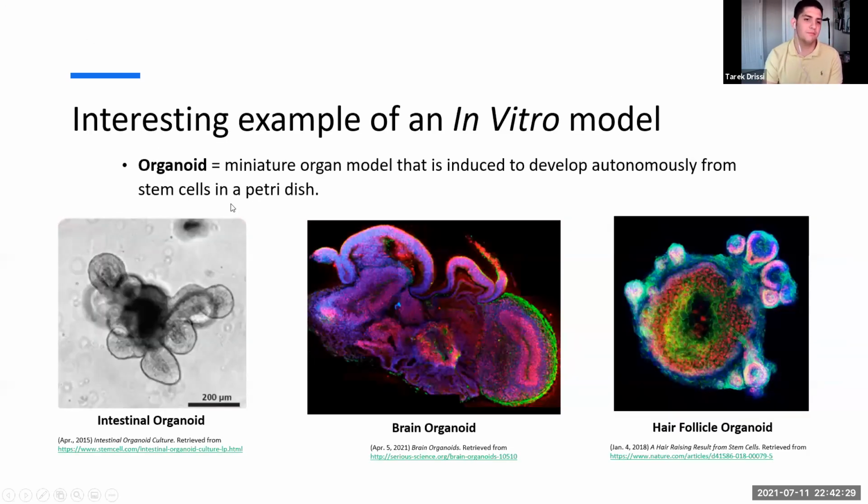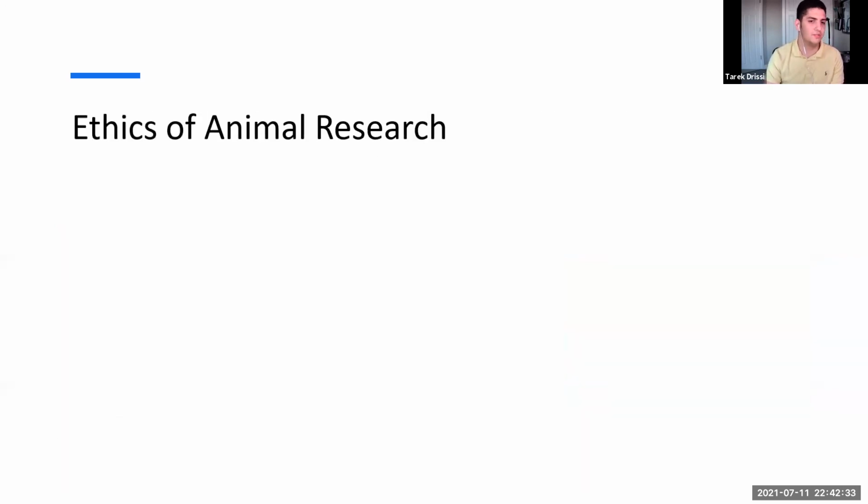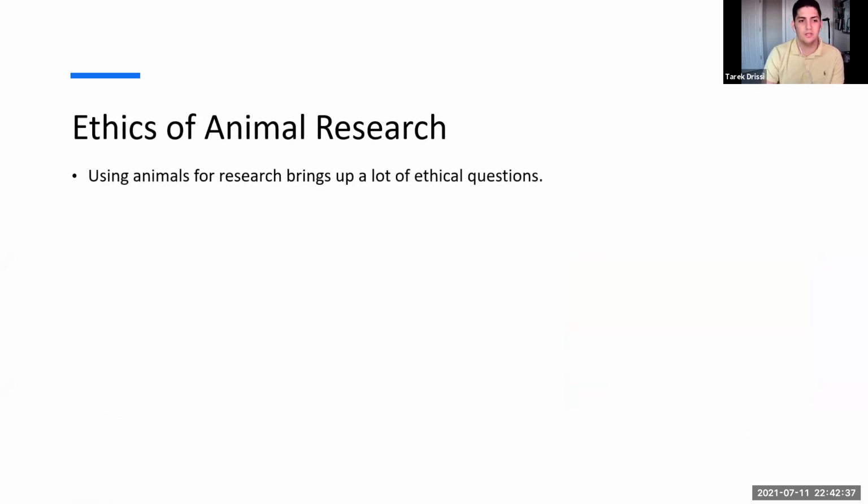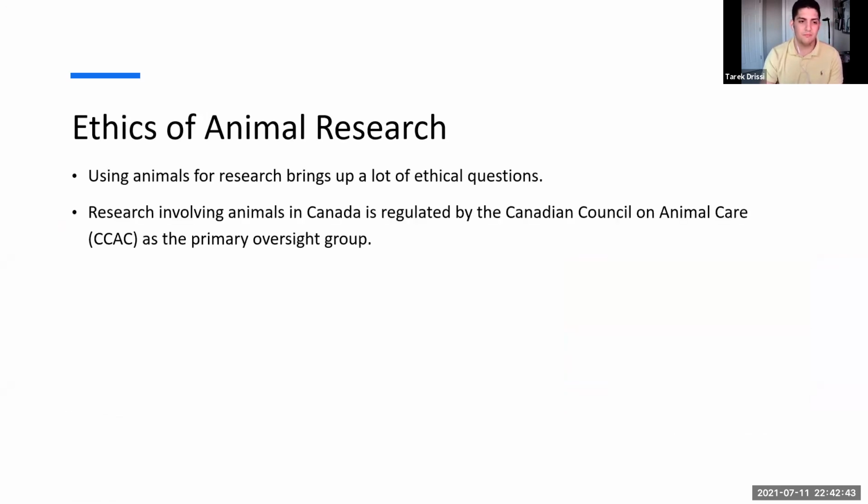So going on from talking about humans in research to animals in research, there are ethical issues involved in developmental biology. So using animals for research brings up a lot of ethical questions. First of all, I want to talk about the legislation that controls ethics in Canada. I don't know too much about other countries, but I had to go through this for my research. I had to get approved by the ethics board.